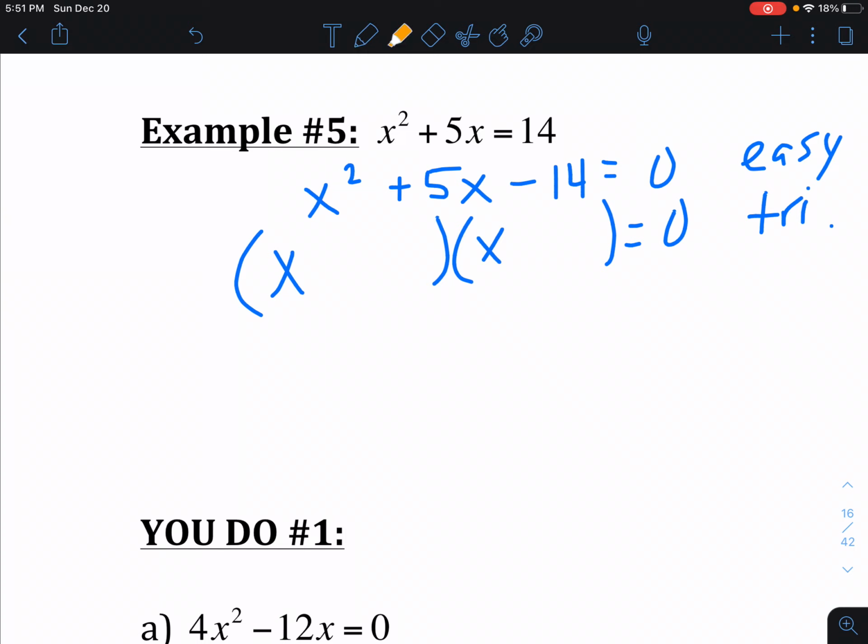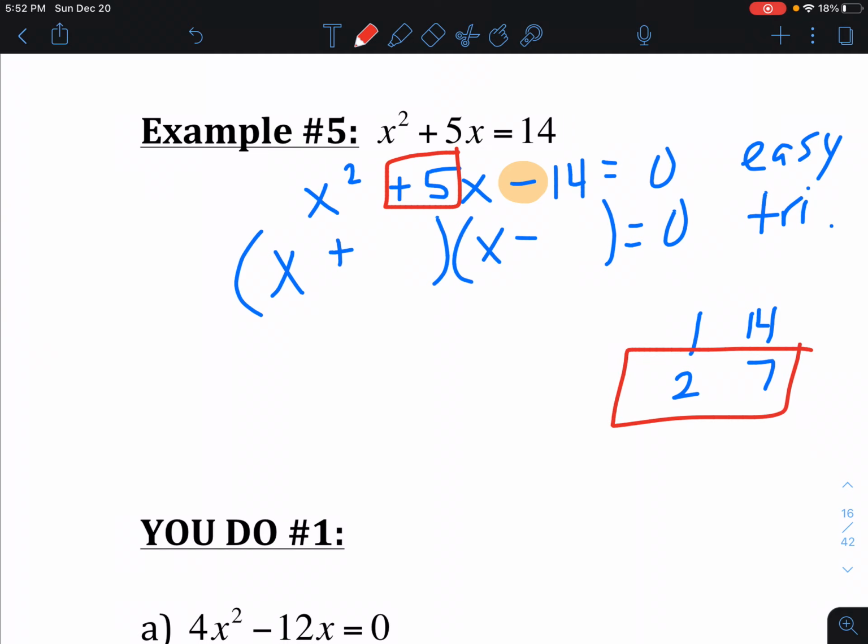Remember, the rule is you look at your C term first. When your C term is minus, your signs must be plus minus. And then let's write down our factors of 14, like 1 times 14, 2 times 7. Now, since my signs in parentheses are plus minus, remember the rule here is they multiply to get C and subtract to get B. The B here is plus 5, so that would be this pair, 2 and 7, but which gets the plus and which gets the minus?